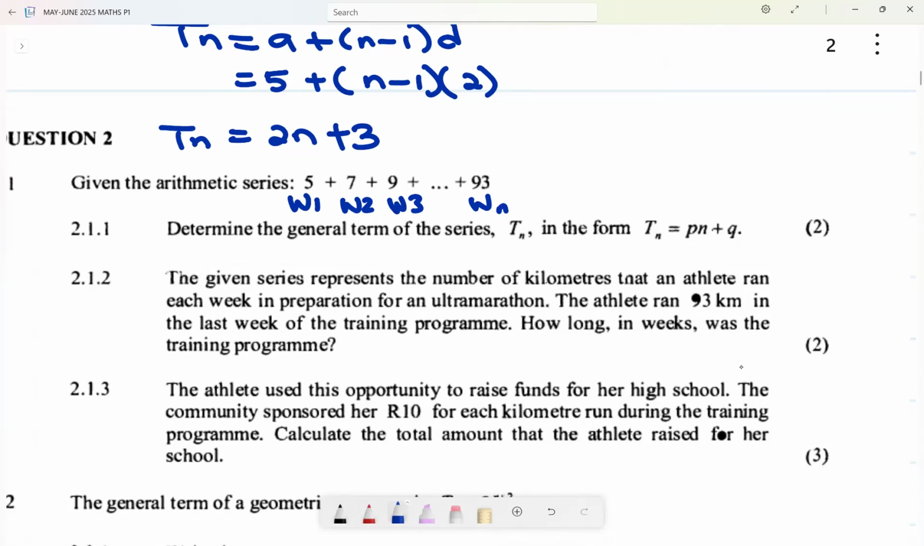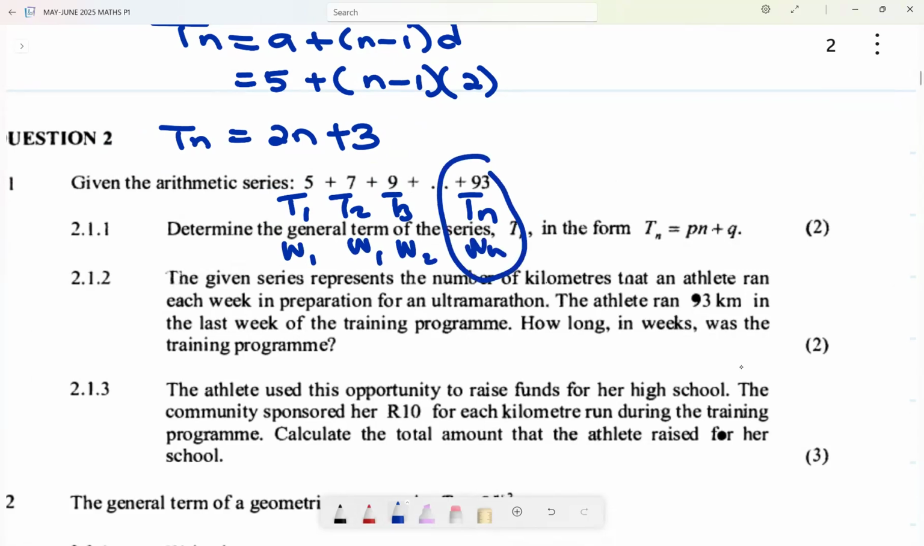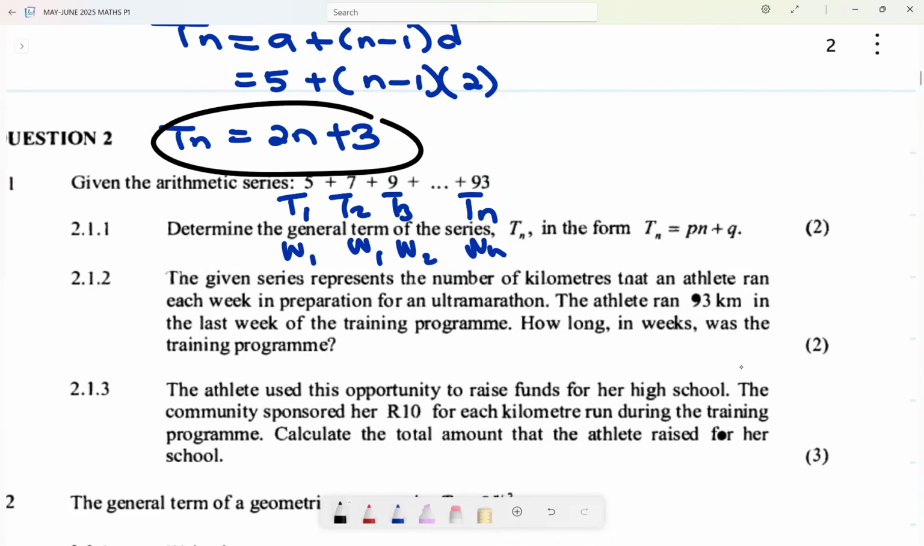I was stuck for a moment. So I'm going to take this information. I want to know the number of weeks. Remember, this is the same as T1, T2, T3, Tn, but now we are writing it in terms of weeks. So we are trying to find the Tn, which is week n. I'm just going to come to this formula.